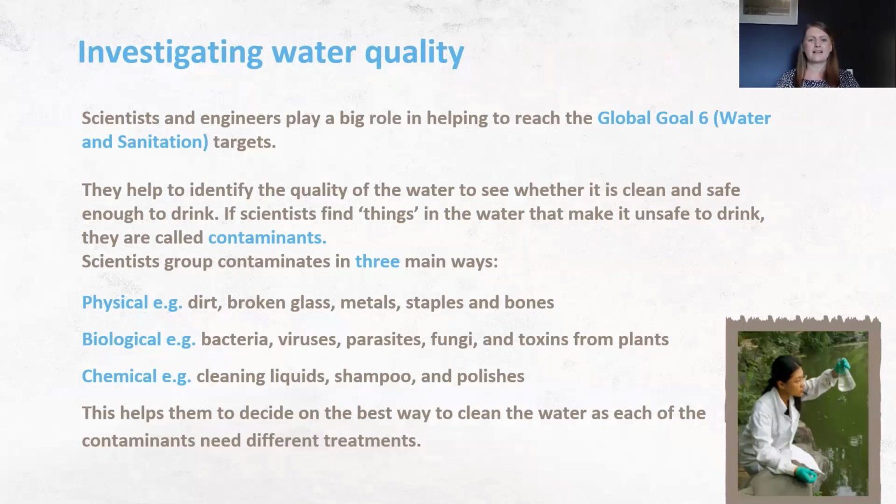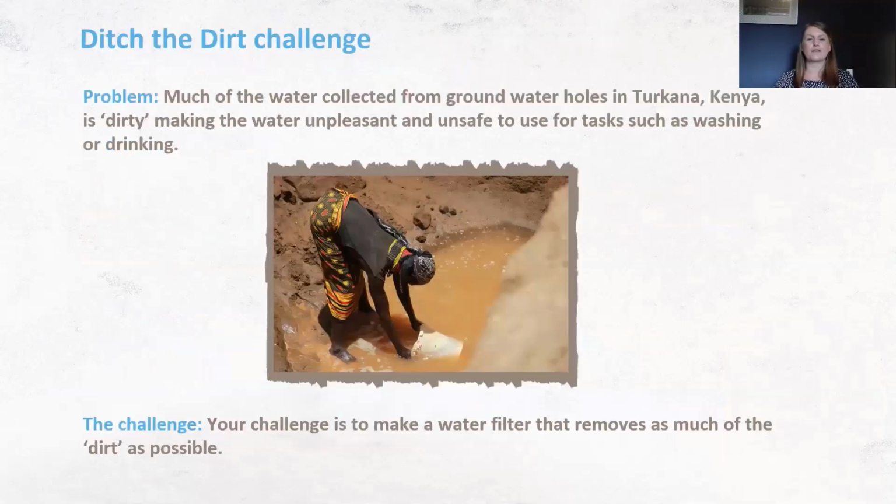Now, when scientists and engineers are looking at what is making water unsafe, they are thinking about the contaminants in the water. And there are three main groups. There's physical contaminants, so things like dirt, broken glass, metals, staples. Then there are biological contaminants, things like bacteria and viruses. And there are also chemical contaminants, things that get into the water system like shampoos or cleaning products. Now, this particular challenge focuses on the physical contaminants, and the idea is to be able to try and filter the water to remove as much of the dirt as possible, hence the name Ditch the Dirt Challenge.